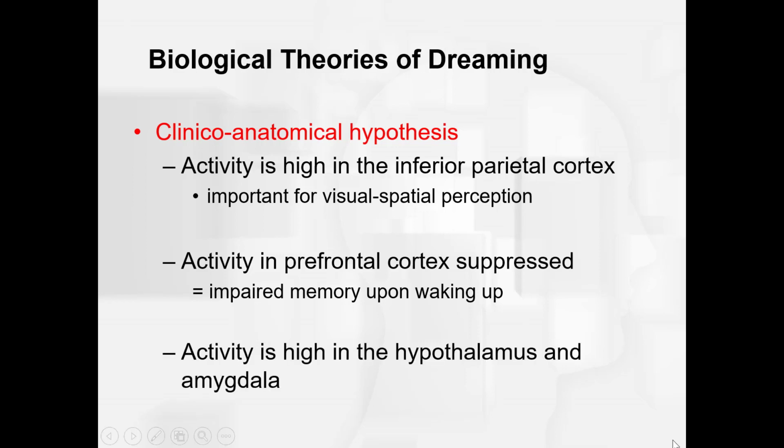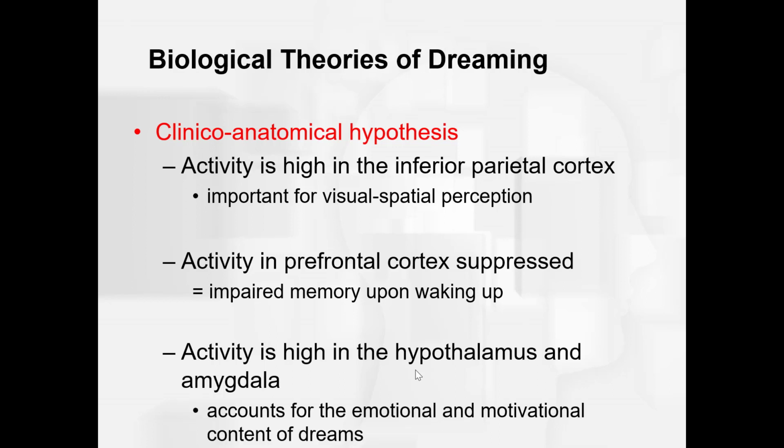We also have high activity in the hypothalamus and amygdala. And do we remember what the amygdala is important in? Emotions, right? And the hypothalamus drives things that are vital to survival. So that's why a lot of times our dreams have this very emotional content to them. That activity accounts for the emotional and motivational content of our dreams.